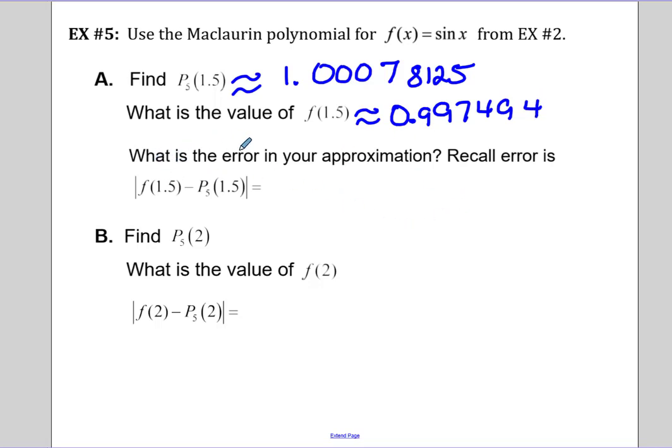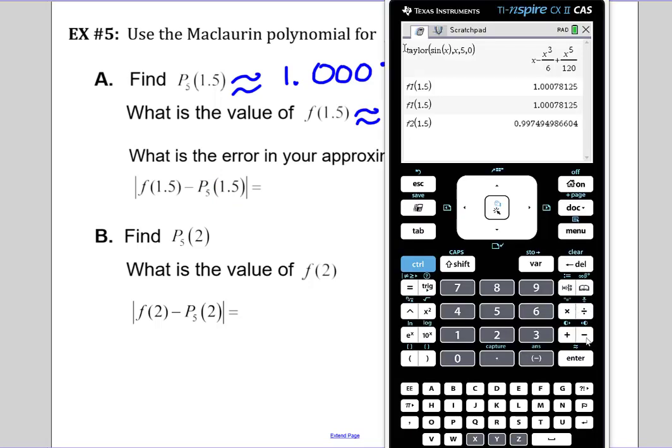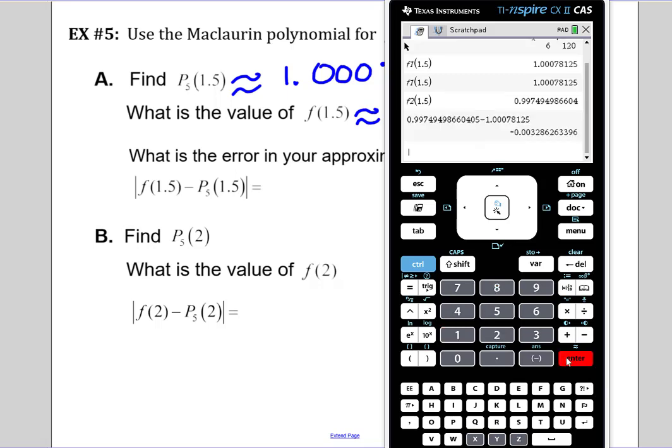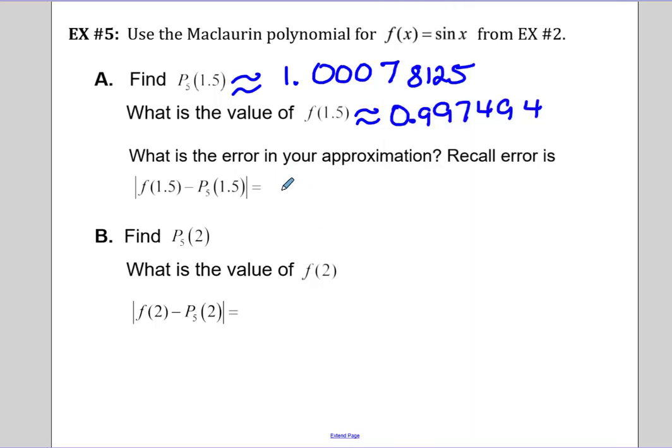Now, if we want to know the error in that approximation, remember that the error was the actual value minus the Maclaurin value. So calculating the difference between those, this one minus the 1.00078125, that error is about 0.003286.